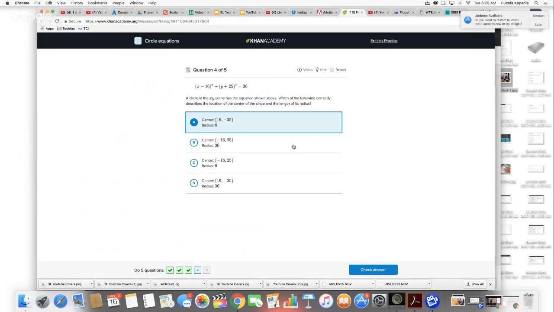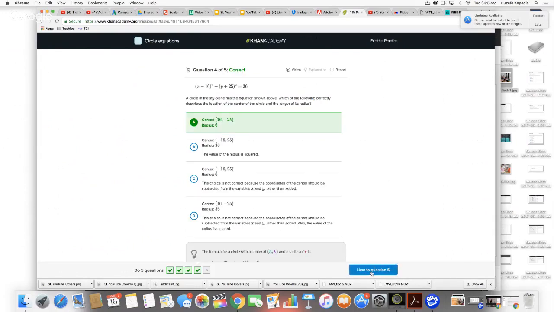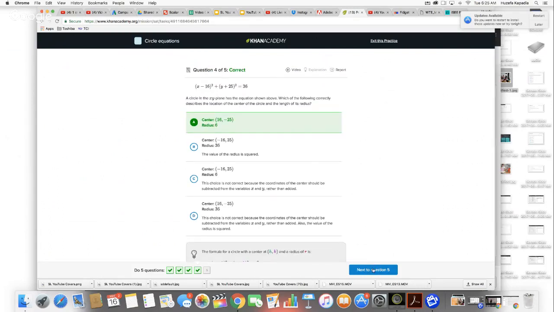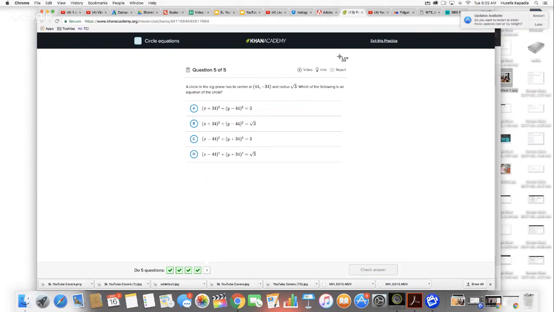Now, this is also in the no calculator section, I assume. Actually, it depends, but just in the off chance, I'm guessing that you can't actually graph this equation out and then say, oh, well, there's the center, there's the radius. They want you to know the formula or have it memorized.